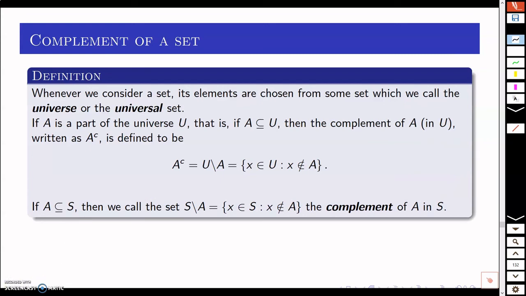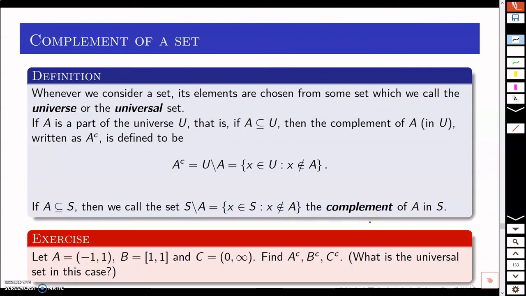If A is a subset of S, then we call the set S difference A the complement of A in S. So if you don't have the universal set, and you have a smaller set S, then we talk about the complement of the set A in the set S. Here is an example for you all. Some intervals A, B, C are listed here. You'll have to compute their complements and decide what the universal set should be in each case, so that you all can think of it. I'll leave this as an exercise.